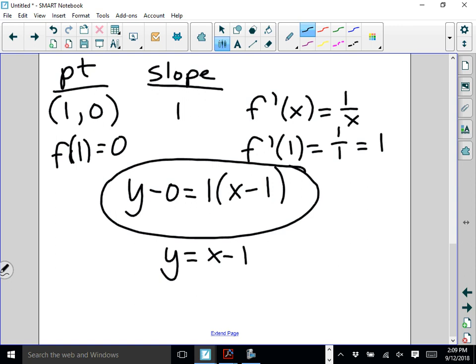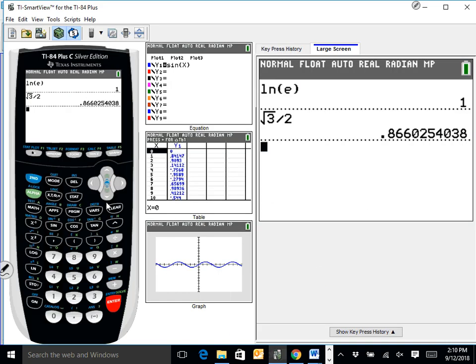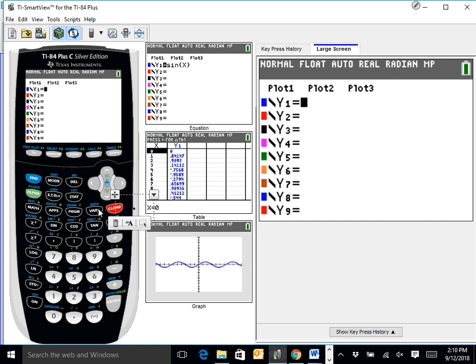What I want to do now is prove that this really is the tangent line equation to the natural log of x at an x value of 1. So what I'm going to do is graph my original function, natural log, and graph my line and see what it looks like. So go ahead and go to your graph. I don't know why that was being weird. Okay, so I'm going to graph ln x. I'm also going to graph my equation of my tangent line, which simplified to x minus 1.